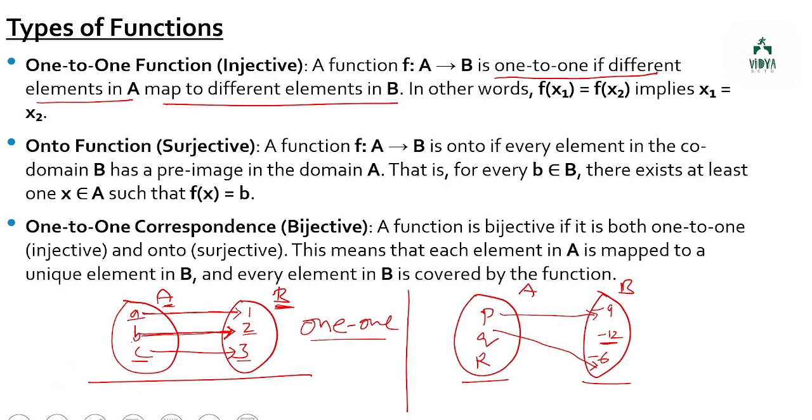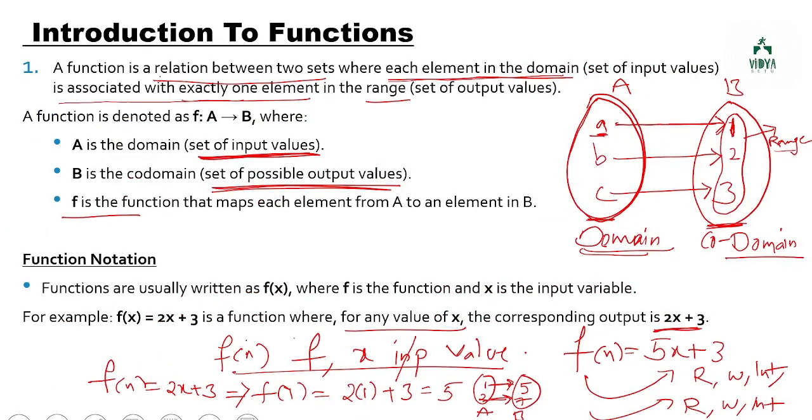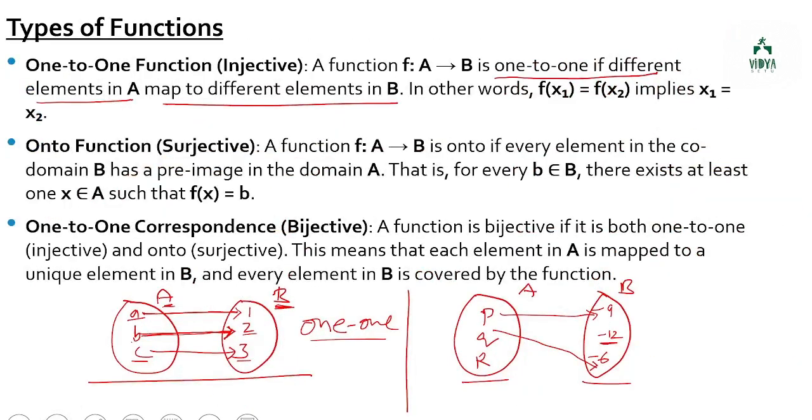Tell me, is each element of A mapped to B? No, then that is not a function. So a function should be there, and every element in B should be mapped with at least one element in A. Sir, you can ask, you are telling at least one.